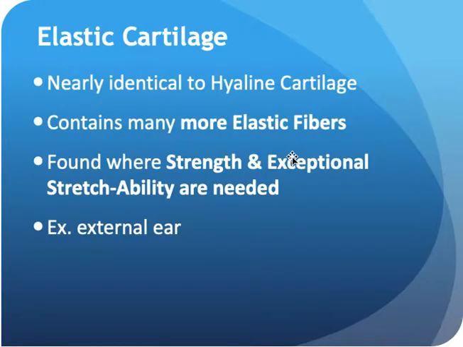And we get to elastic cartilage, nearly identical to hyaline cartilage, but it contains many more elastic fibers. So again, it's all based on the fiber types and the amount of fibers, and then which types of cells. It's found where strength and exceptional stretchability are needed. You can think about where I might need this elastic cartilage. Your external ear is the best example, because if your ear was made of something much more rigid, every time we banged our head or bumped into something, we would damage it really badly. So it's got to have that elasticity to keep it a little bit healthier.